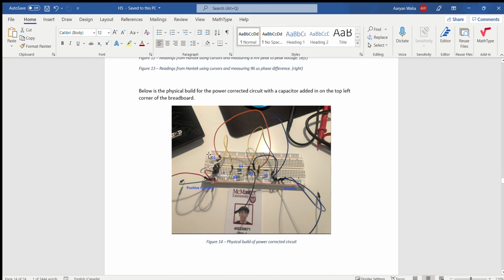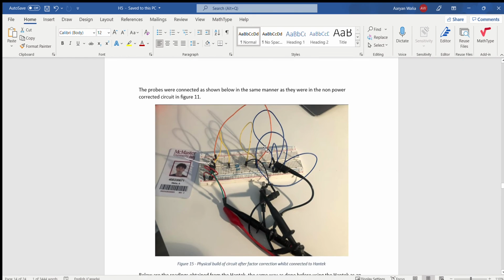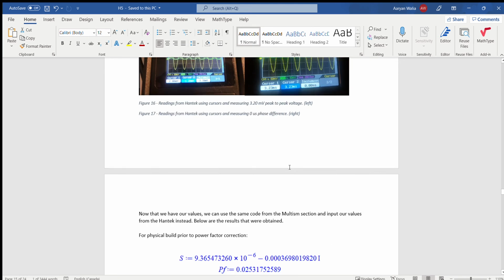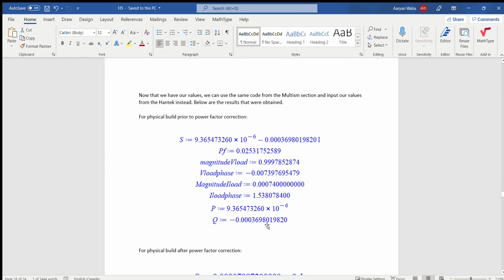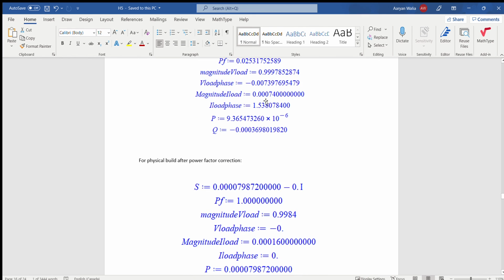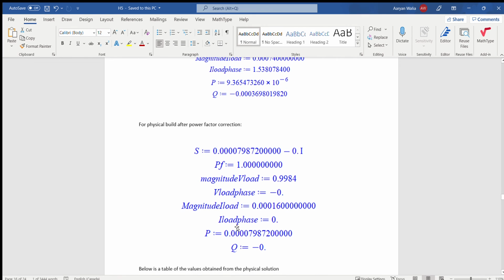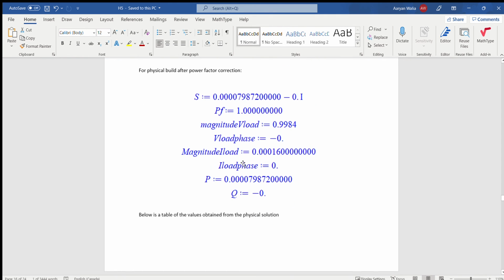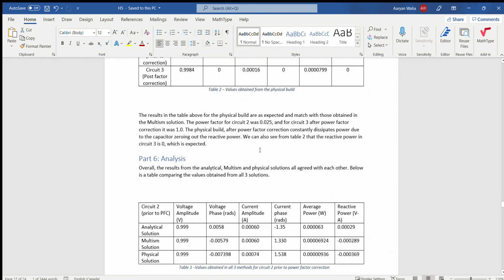And then we hook up our capacitor here in the top left, and then we should expect that the phase difference is non-existent. And then we do our same calculations, and the values we got were, so this is prior to power factor correction, and then this is after. So the reactive power goes to 0, and then the power factor is 1. And we got similar values as we did from the Multisim solution.